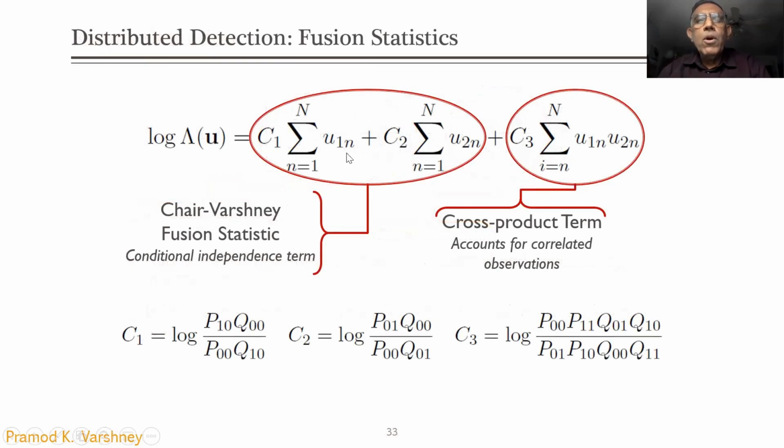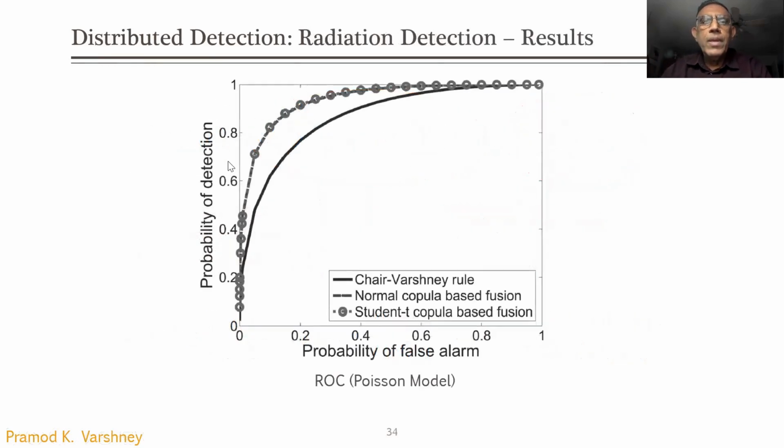And this problem was, at the fusion center, if the decisions are dependent, then the first part of the statistic is the original Chair-Varshney fusion statistic, and this is under independence. And then you have cross product terms if you have dependence, and then this is compared to a threshold, and you make a decision.